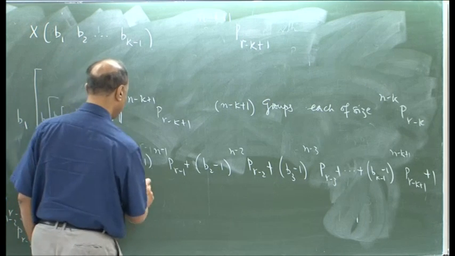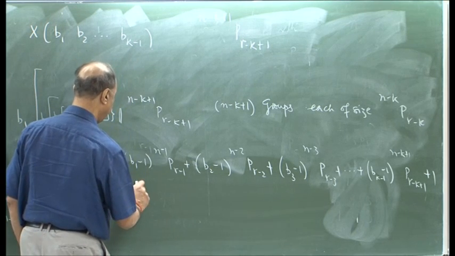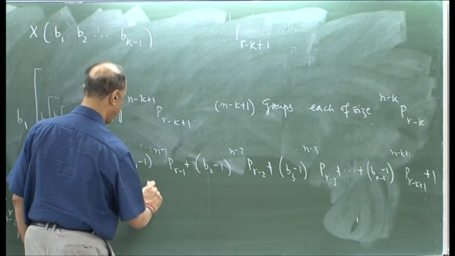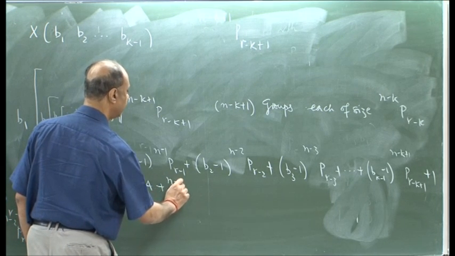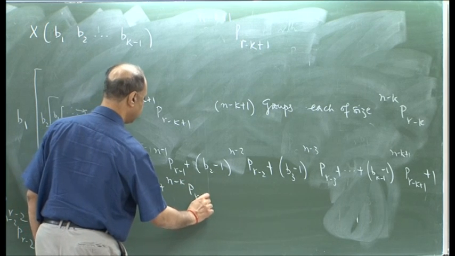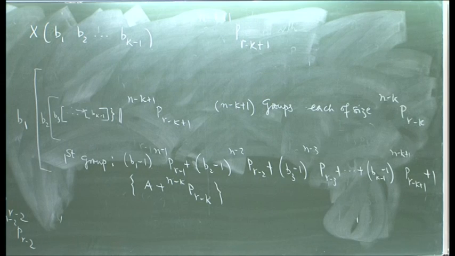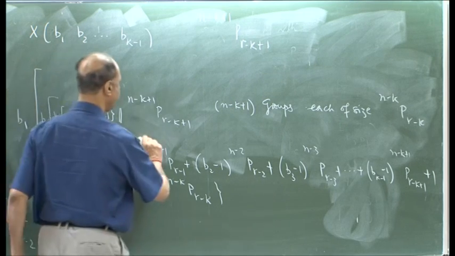And first group's end index will be whatever it is here. Suppose this is A plus N minus K, Pr minus K. That is the end index, if I assume this part is A.